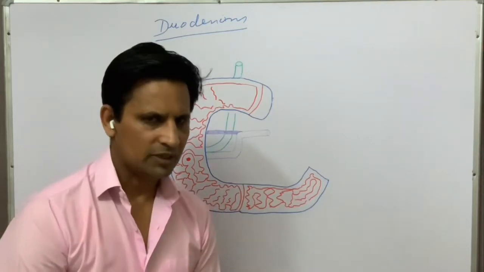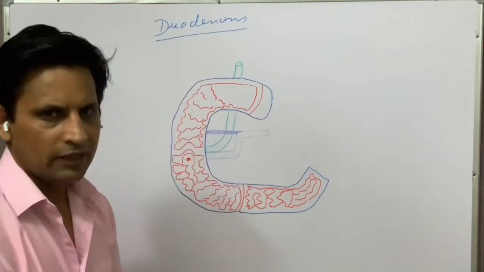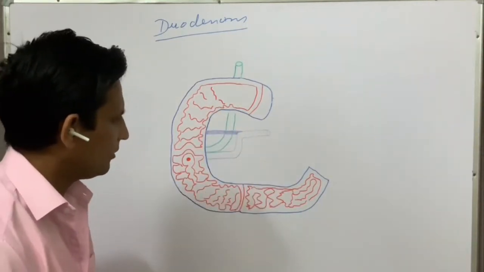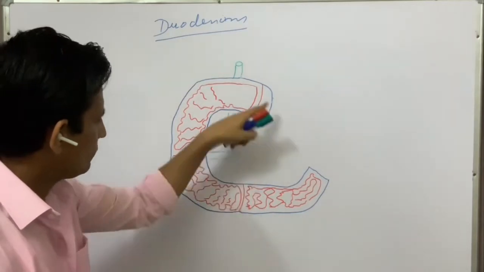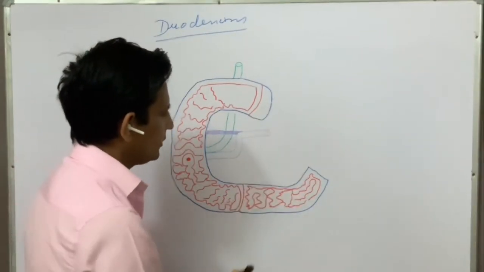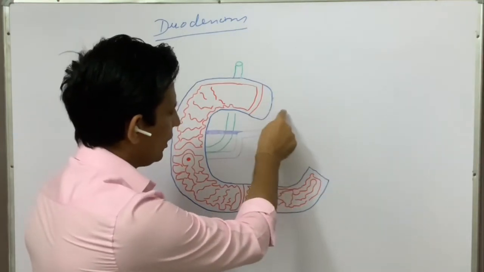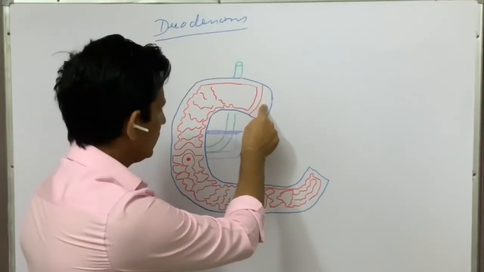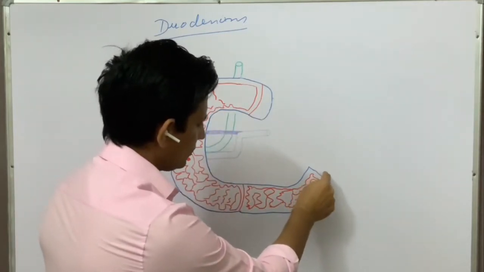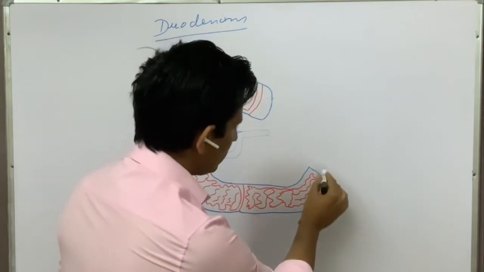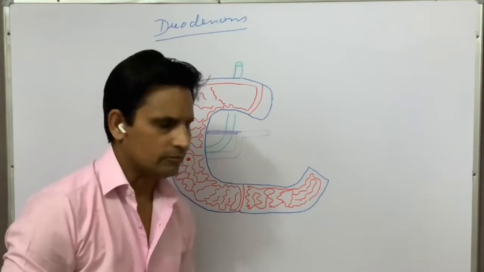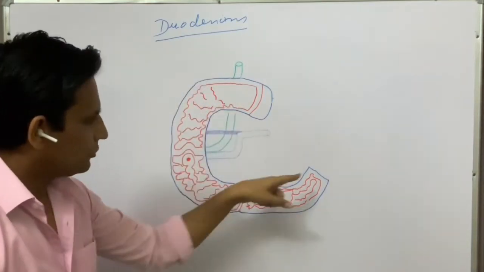Hello everyone, I am here with a new topic, that is the duodenum. So you are well aware of this diagram and you all know this one is the duodenum. The duodenum starts from here, where the pylorus part of the stomach opens, and it extends like this, and after here it opens into the second part of the small intestine, and that is the jejunum, right? How is it termed duodenum?